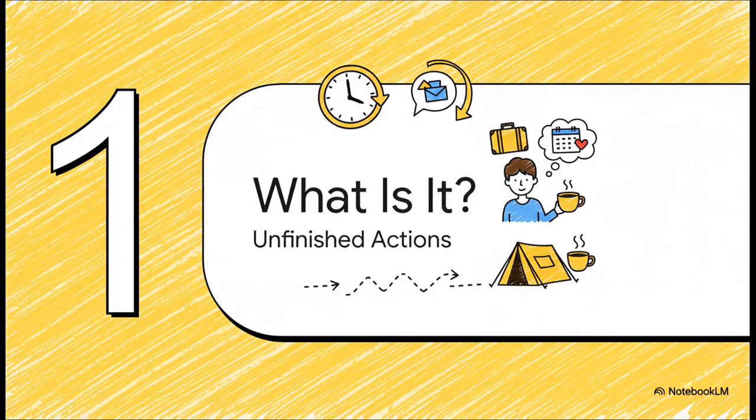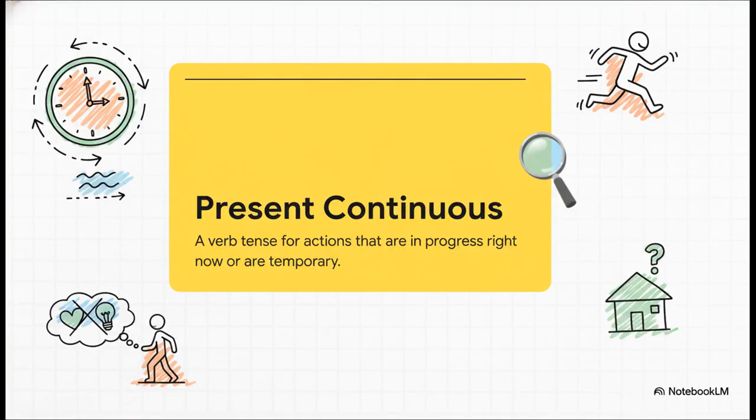Okay, so let's get down to it. What is this thing really? What's its job? Well, at its heart, it's all about talking about actions that haven't finished yet. All right, here's the official textbook definition. The present continuous is for actions that are in progress right now or for situations that are just temporary. Think about it. They have a start, they have an end, and we're catching them somewhere in the middle. The key word here, the most important idea, is unfinished.